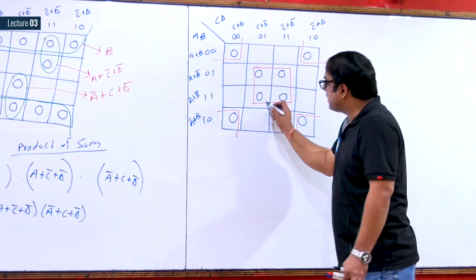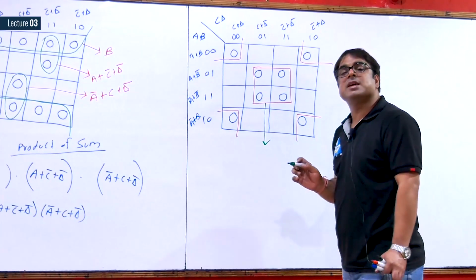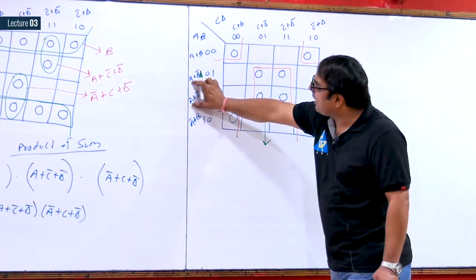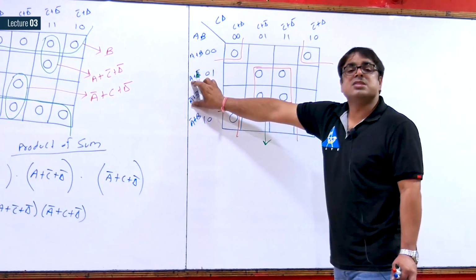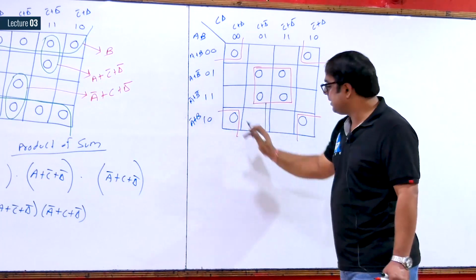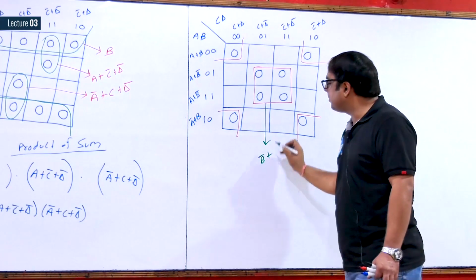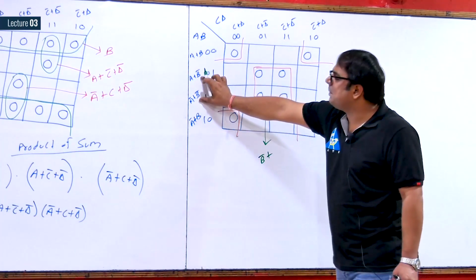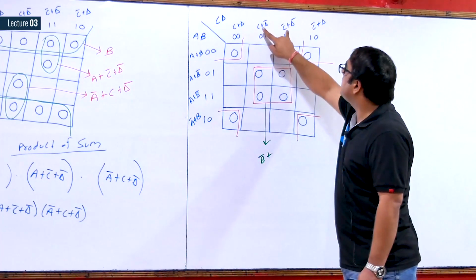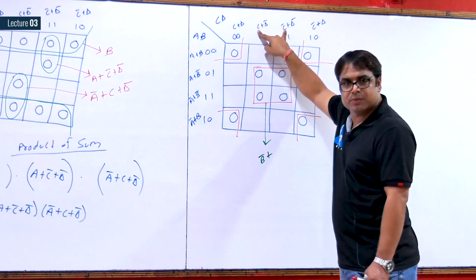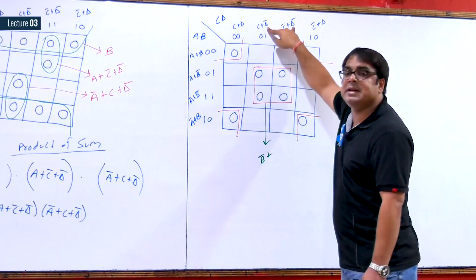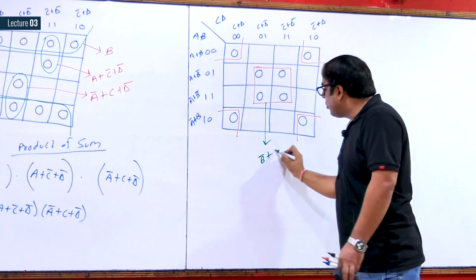Now let me check this center quad. In this center quad, A and A complement will reduce. What is common? B complement. So B complement is common from this side. Now in center quad, C and C complement will get reduced. So in center quad, D complement is common.